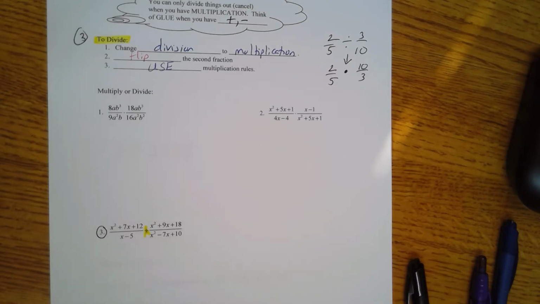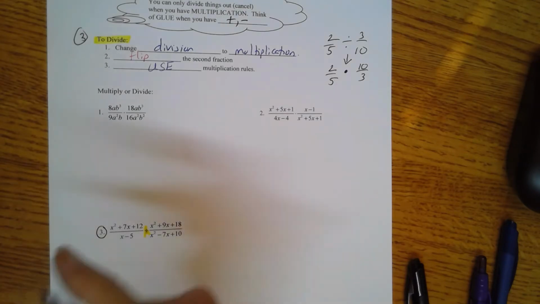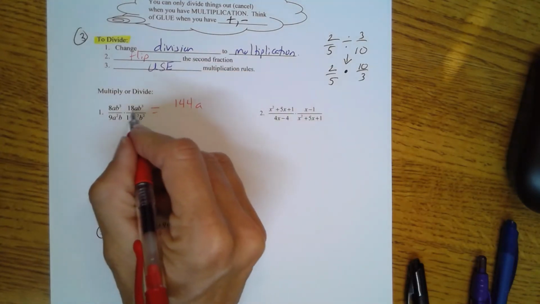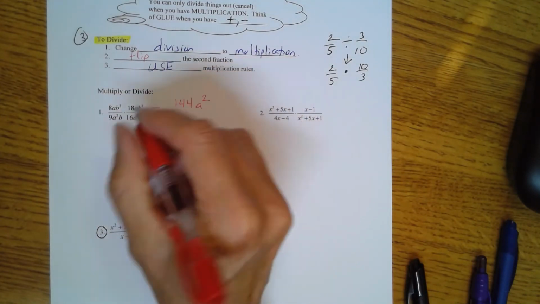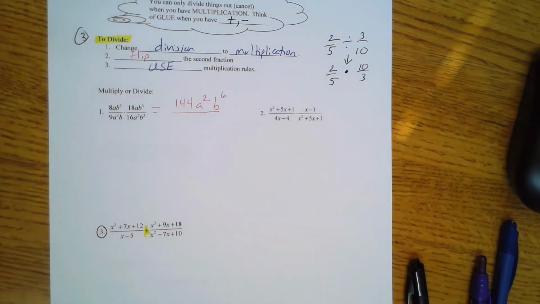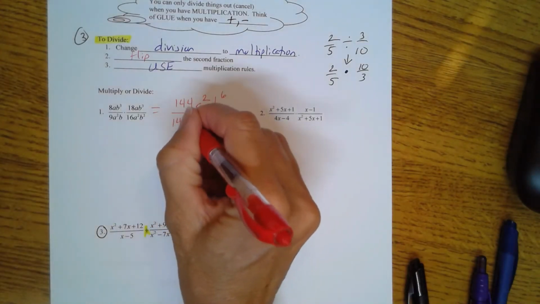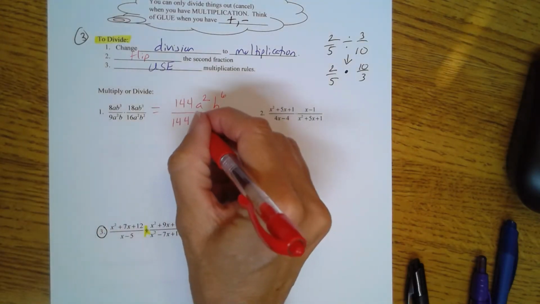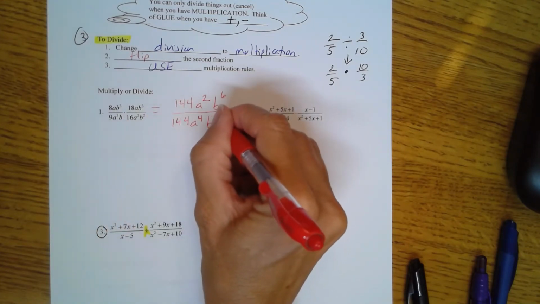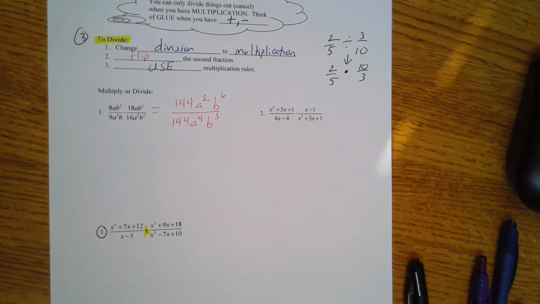So I'm going to go ahead and multiply 8 times 18, and that's going to give me 144. And when I multiply, I add powers, so a times a is a squared, and b cubed times b cubed is b to the 6. Again, when you multiply, you add powers. And then if I do 9 times 16 in the denominator, I get 144 as well. A squared times a squared is a to the 4th because you add powers. And b times b squared is b cubed because, again, you add powers.